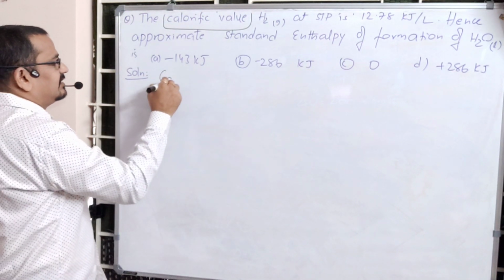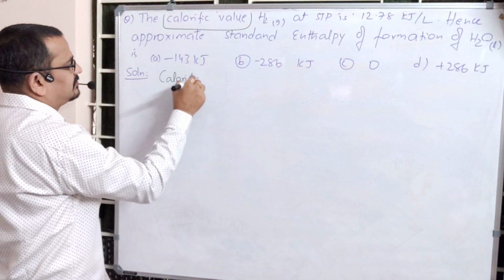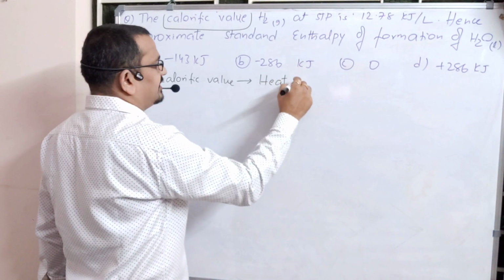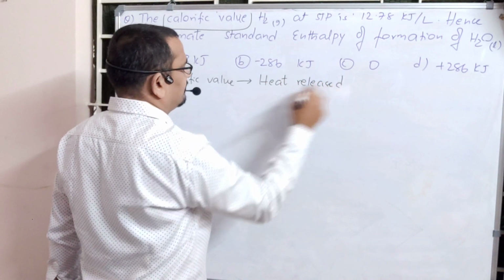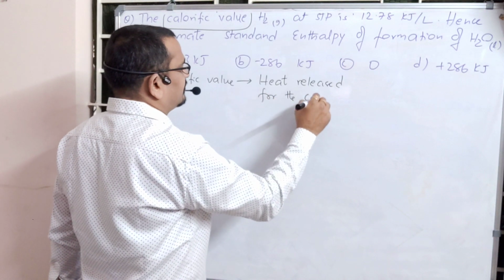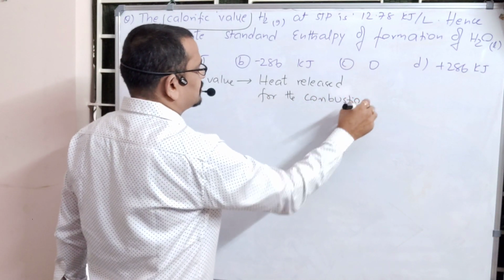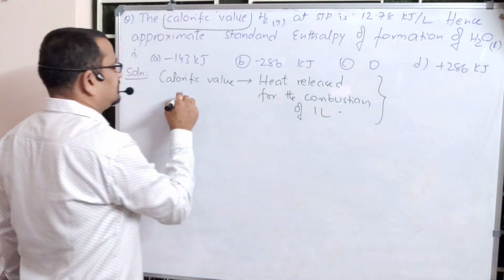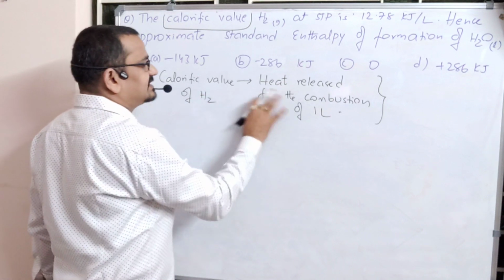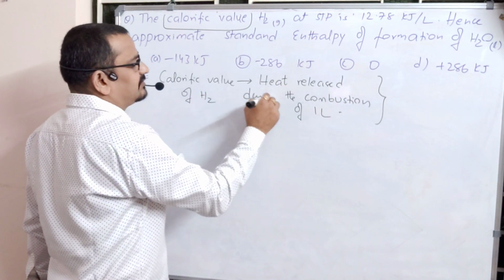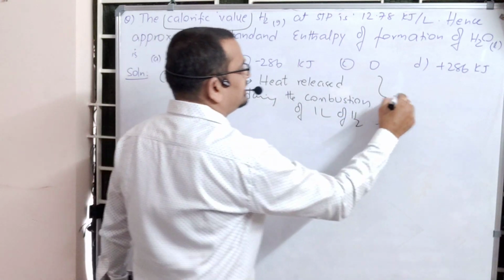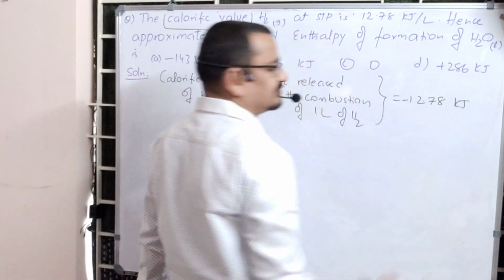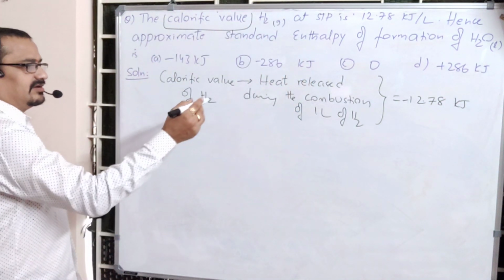I am writing calorific value means heat released during the combustion of 1 liter of a substance. Here in this question, it is given for hydrogen. Calorific value of hydrogen means heat released during the combustion of 1 liter of hydrogen is minus 12.78 kilojoules. So it is given in liters.